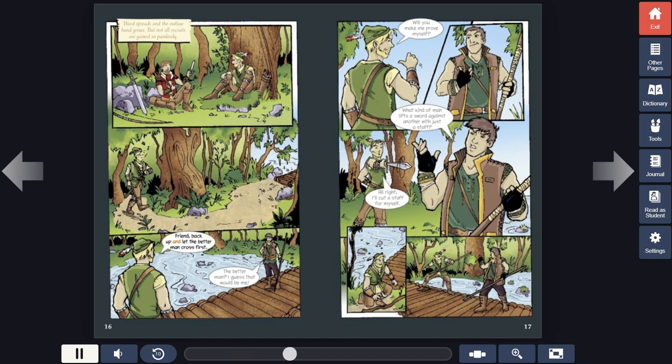Friend, back up and let the better man cross first. The better man? I guess that would be me. Will you make me prove myself? What kind of man lifts a sword against another with just a staff? All right. I'll cut a staff for myself.